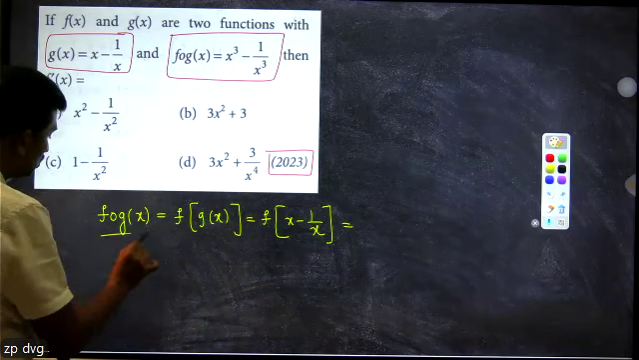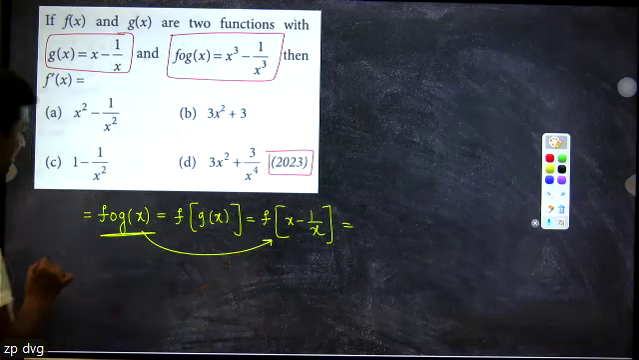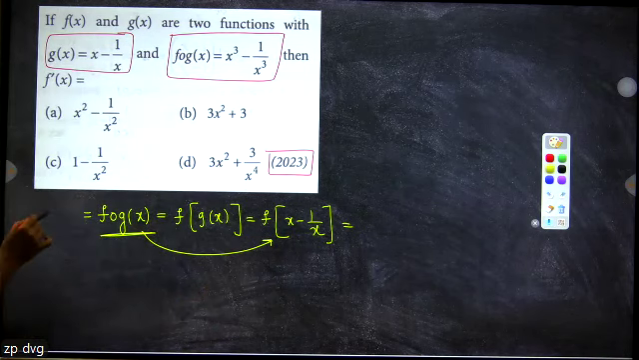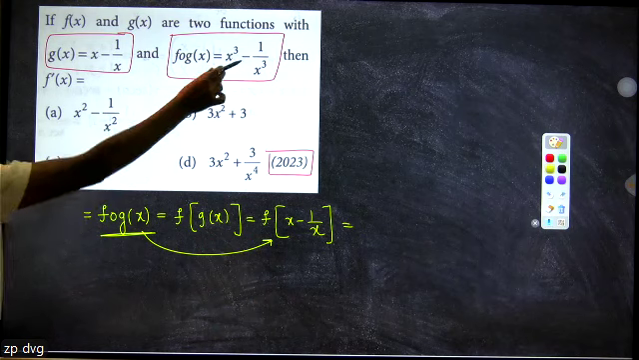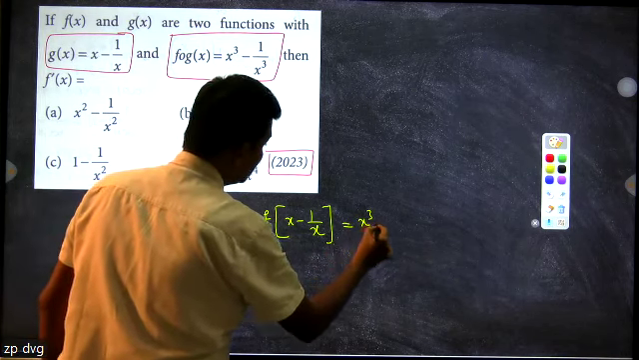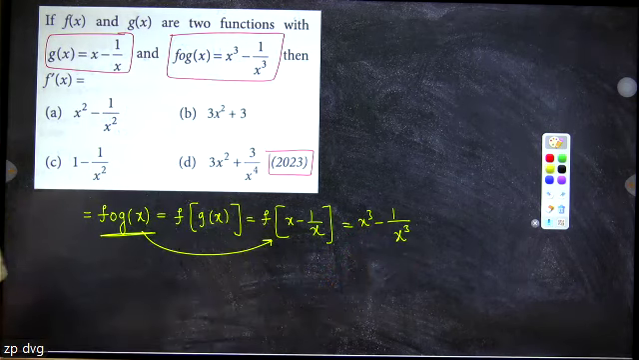Actually, f circle g of x is this. What is f circle g of x? They gave it as x cube minus 1 by x cube. Instead of writing this here, I'll write x cube minus 1 by x cube. I hope you understand this, right?